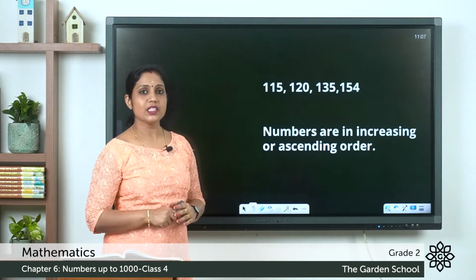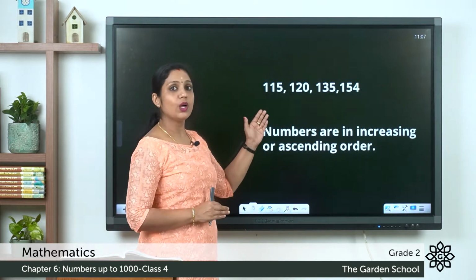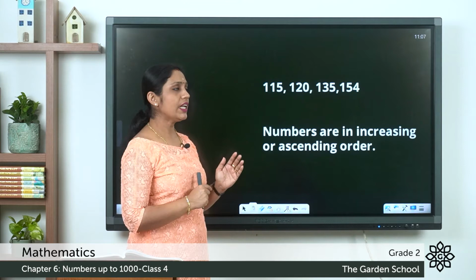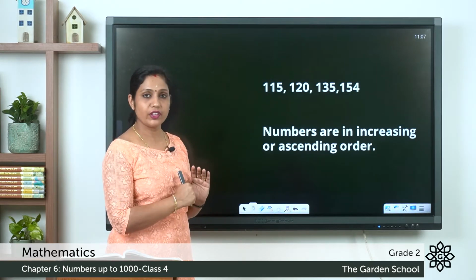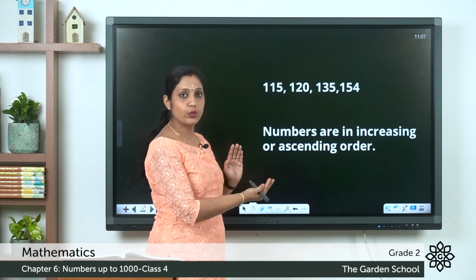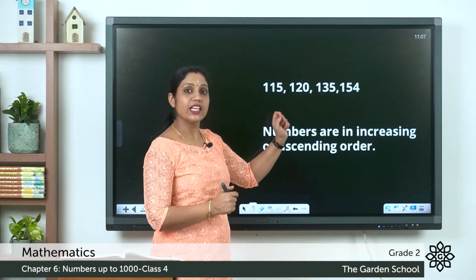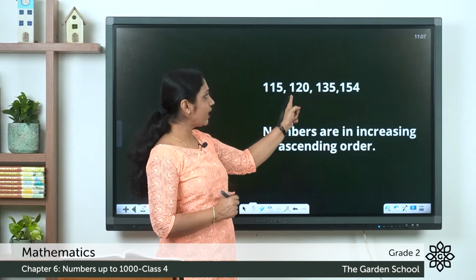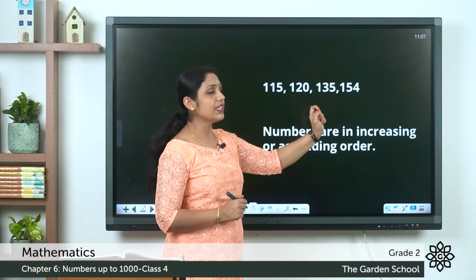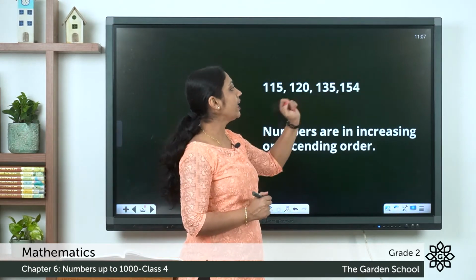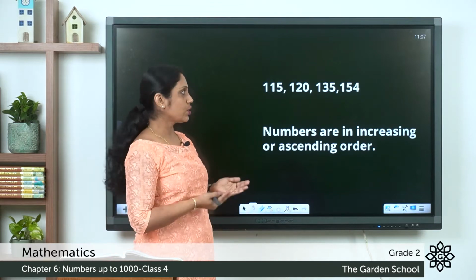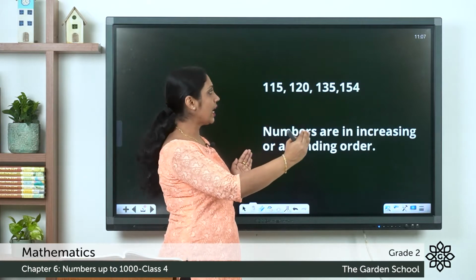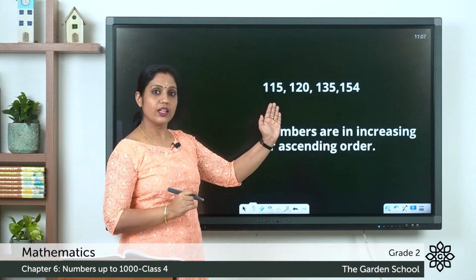Let's have a look at these numbers. What is it? 115, 120, 135, 154. Let's look at the first number. It is 115. What about the second number? It's 120. And we know 120 is greater than 115. The number 135 is greater than 120. And the last number, that is 154, is greater than 135. So here also we can say that the numbers are arranged from the smallest to the largest. So these numbers are going in the increasing order.